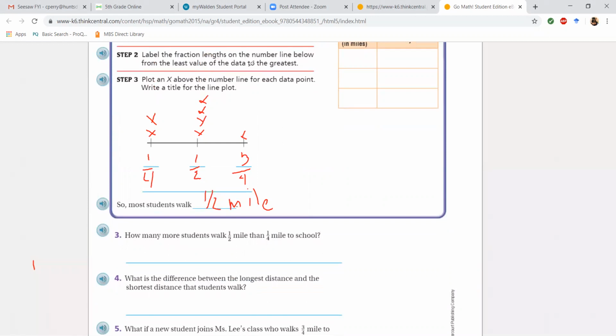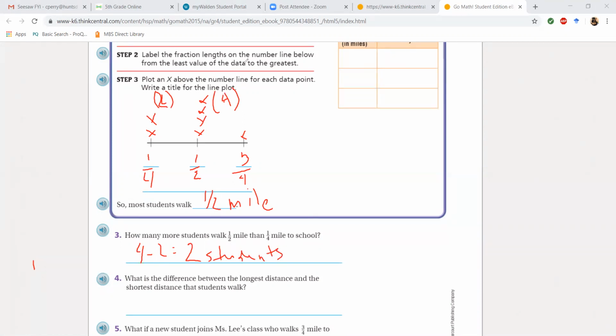So question number 3, how many more students walk 1/2 mile than 1/4 mile? So we said 4 students walk 1/2 mile, and then 2 students walk 1/4 mile. So how many more students walk 1/2 mile than a fourth? To figure that out, you just subtract your X's. So 4 X's minus 2 X's, or 4 minus 2, equals 2. So 2 students.